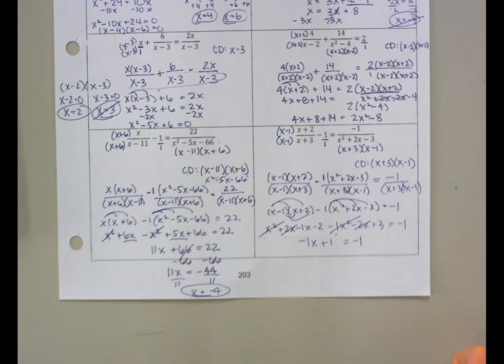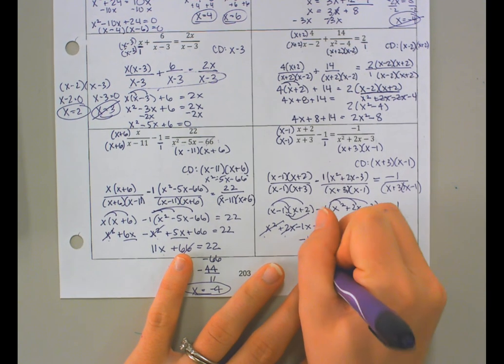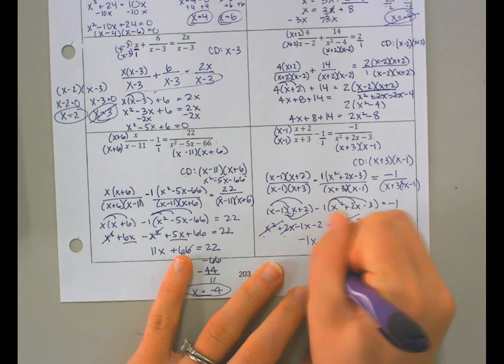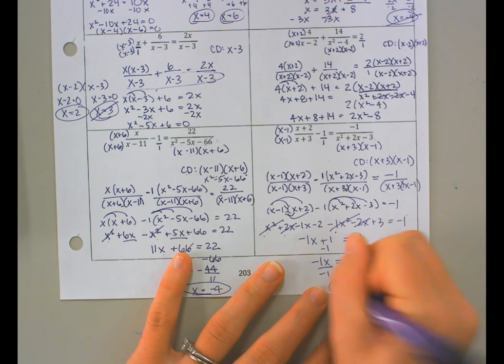And now I'm just solving my equation for x. So I'll subtract 1 on both sides. Negative 1x equals negative 2. Divide both sides by negative 1. I get x equals positive 2.